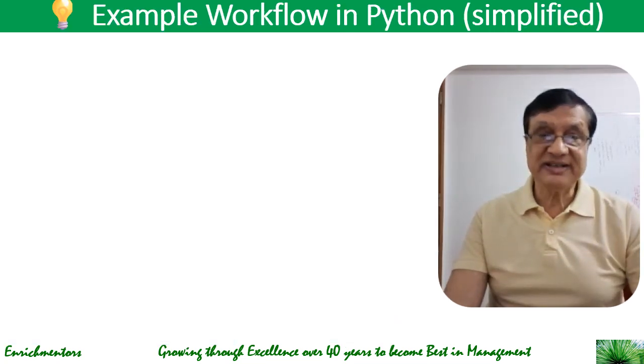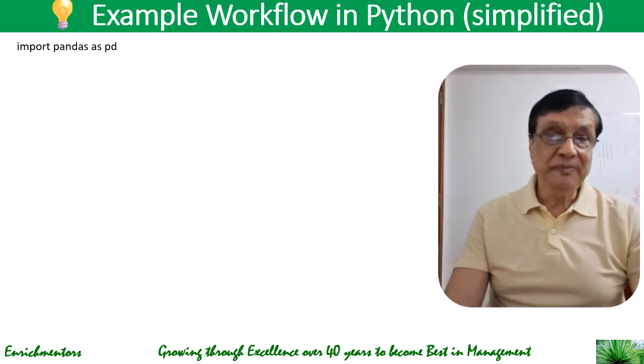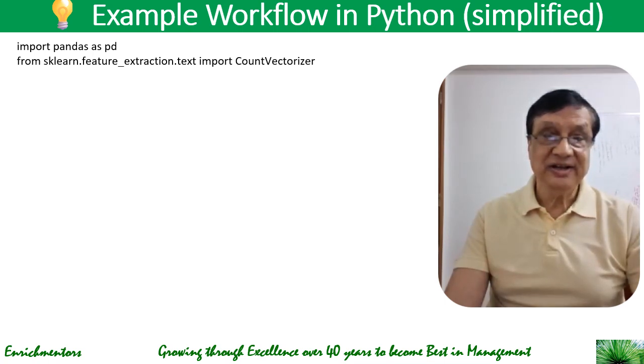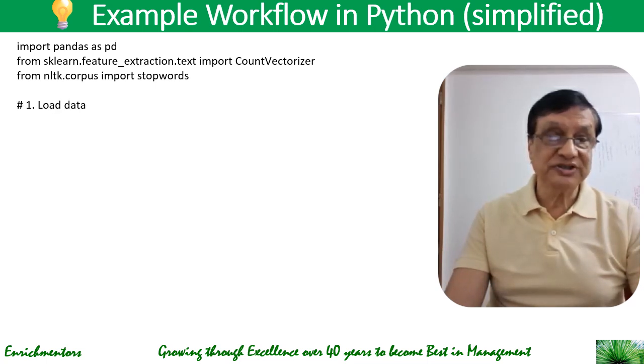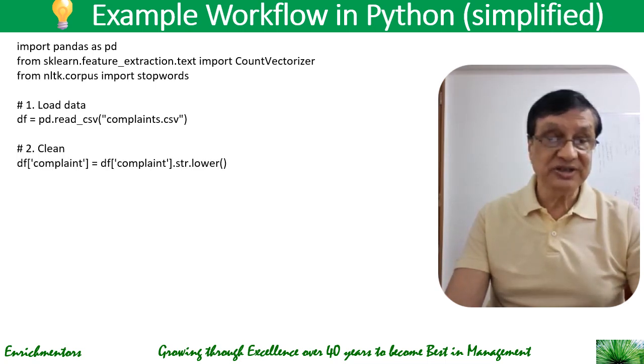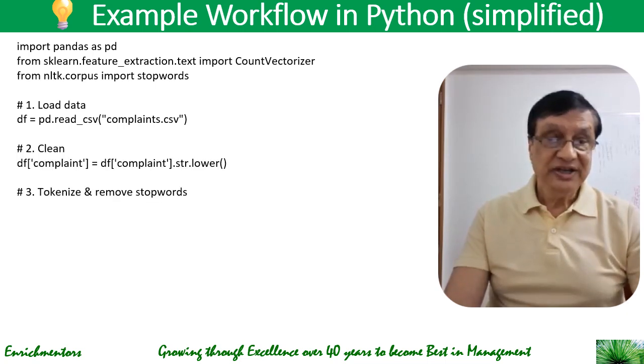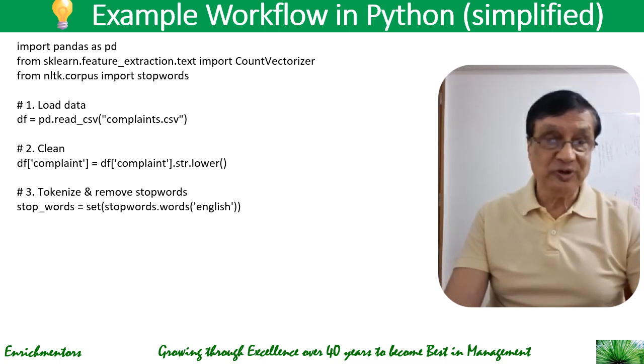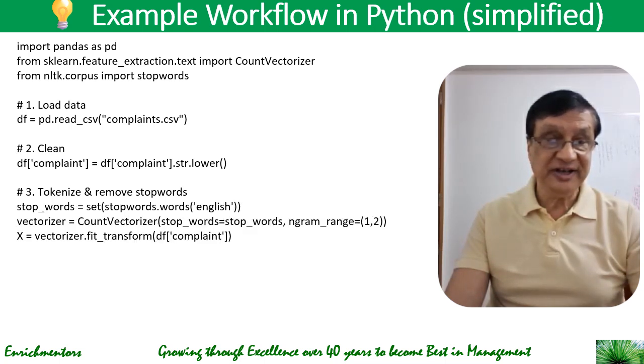Let's take a look at an example of a workflow in Python in a simplified form. So you import pandas as pd, then you import from sklearn.feature_extraction.text import CountVectorizer, etc. Then from the NLTK corpus you import stopwords. Then you load data by using this command that you see here. Then you clean again by using the command I'm showing you here. Then you tokenize and remove the stop words using the commands that we see here again.